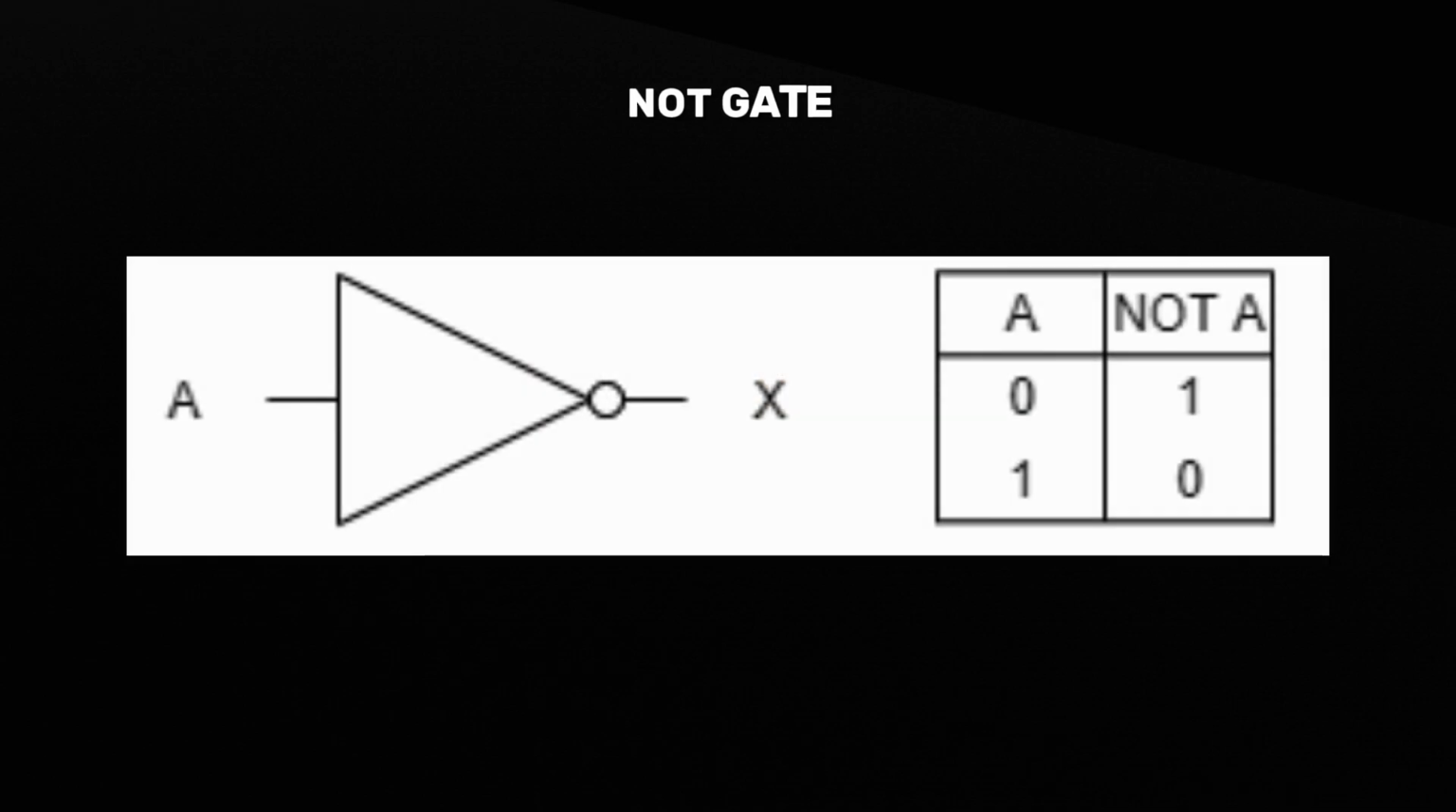Next, we have the NOT gate, also known as an inverter. A NOT gate takes a single input and produces an output that is the opposite of the input. For example, if the input is 1, or high, the output will be 0, or low. Similarly, if the input is 0, the output will be 1. NOT gates are represented by a triangle with a small circle at its tip in circuit diagrams.